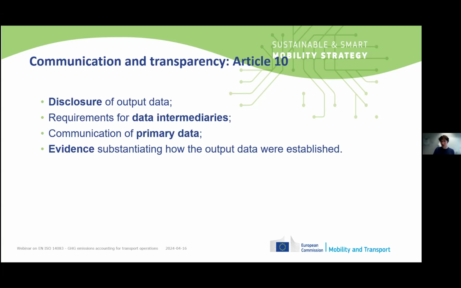Then we also provide the rules, following the standard, on the evidences that substantiate how the output data were established. While we don't, as I said, mandate the reporting, we have to ensure also that the evidences underpinning the calculations are available to those that receive this calculation in order to check that these calculations are done according to the regulation. Next slide, please.